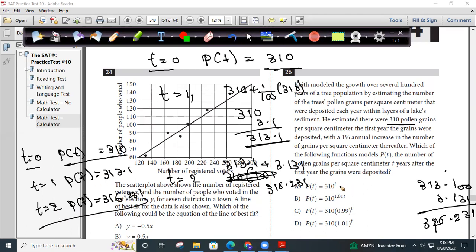So now put t equal to 0. When I put t equal to 0, I get 1 for the first two options. When I put t equal to 0, I get 310 for the other two. So option C or D should be the answer.